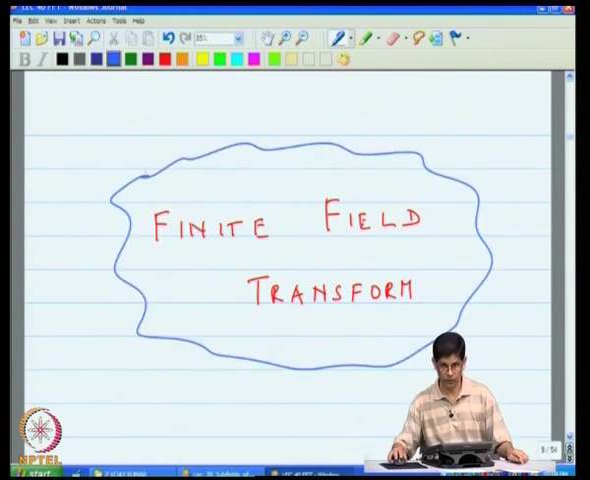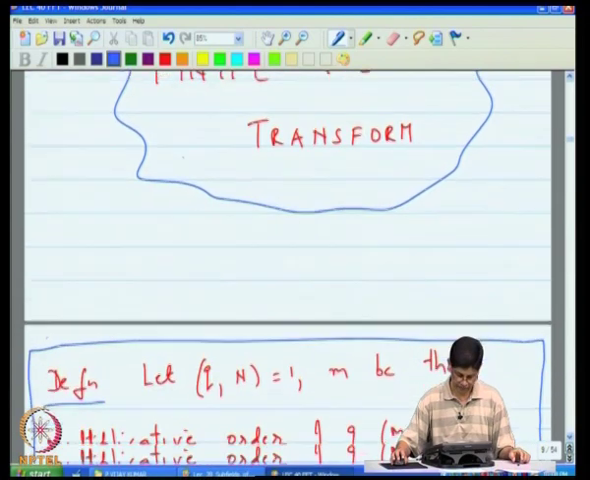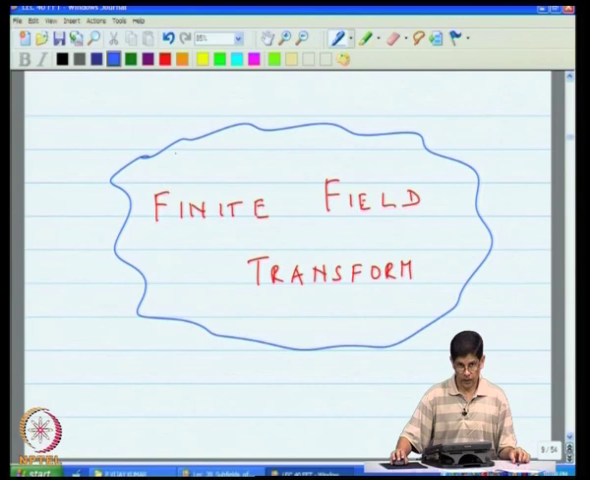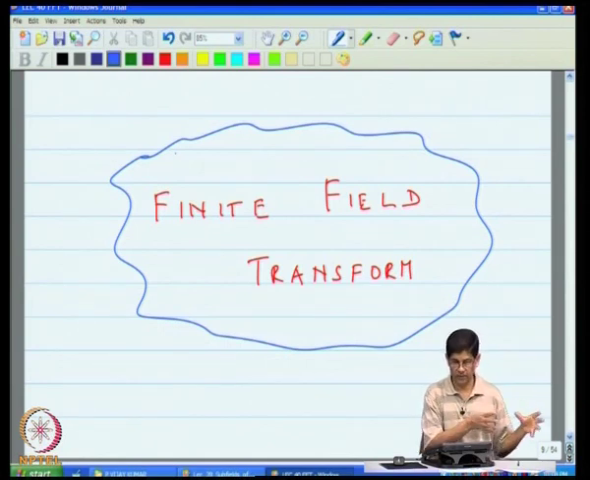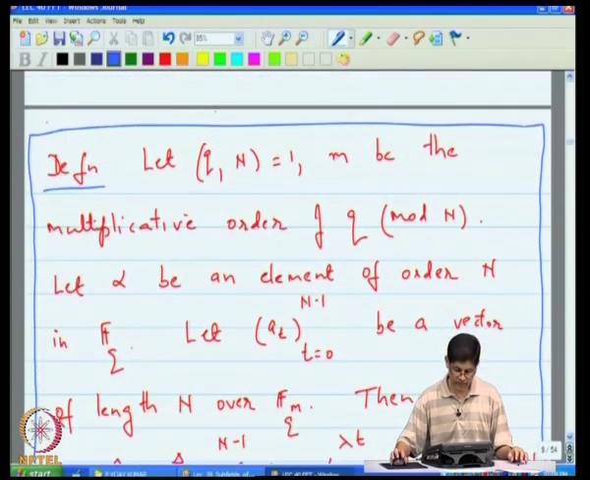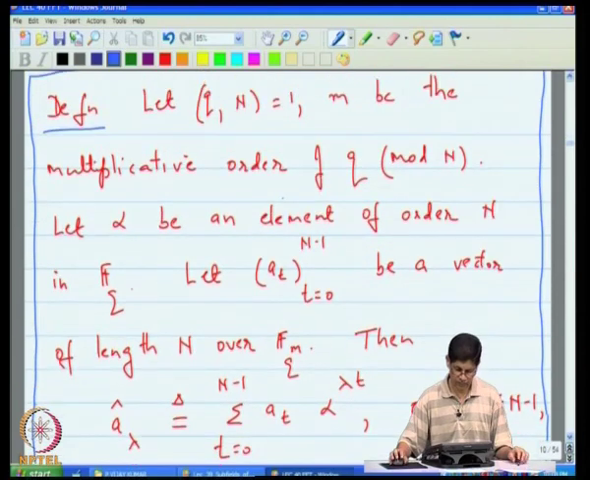Okay, so we are beginning a new topic, finite field transform. What our previous topic was all about was actually trying to find that element alpha, because in constructing the transform we will need this alpha. So, here is the definition of a finite field transform.